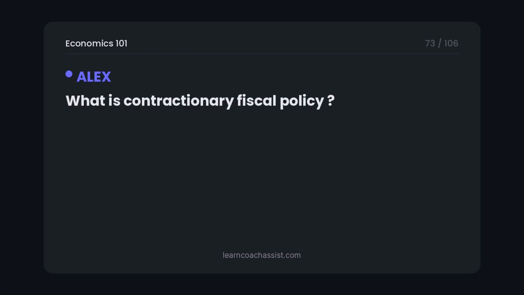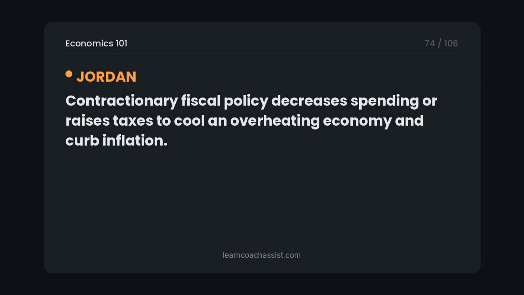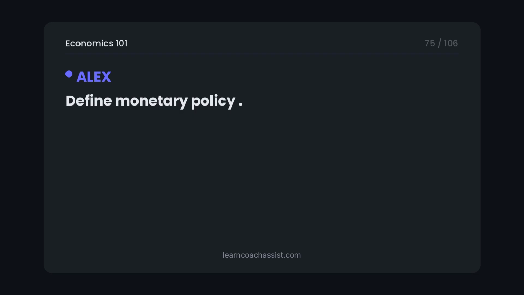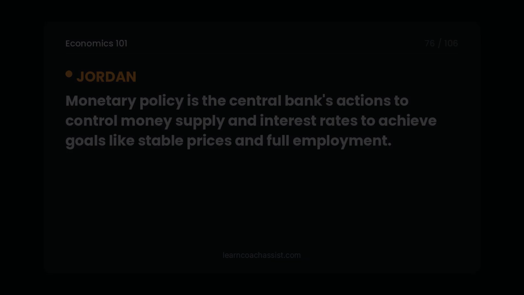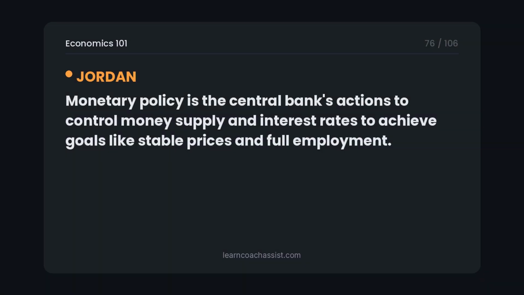What is contractionary fiscal policy? Contractionary fiscal policy decreases spending or raises taxes to cool an overheating economy and curb inflation. Define monetary policy. Monetary policy is the central bank's actions to control money supply and interest rates to achieve goals like stable prices and full employment.